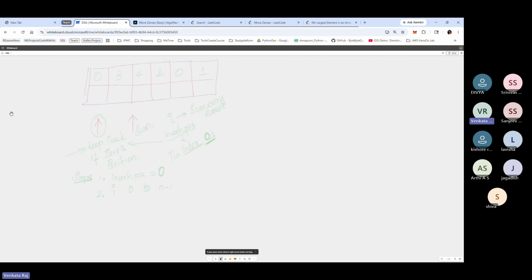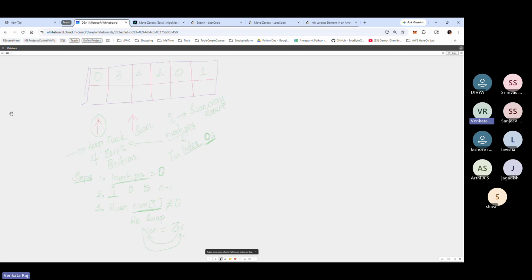And when num of I, I is nothing but the index, so the array element at that particular index is not equal to 0, then what do we do? We swap. When it is not equal to 0, we swap this with this. We swap non-zero with 0. We swap the positions, placing this element here and this element here.